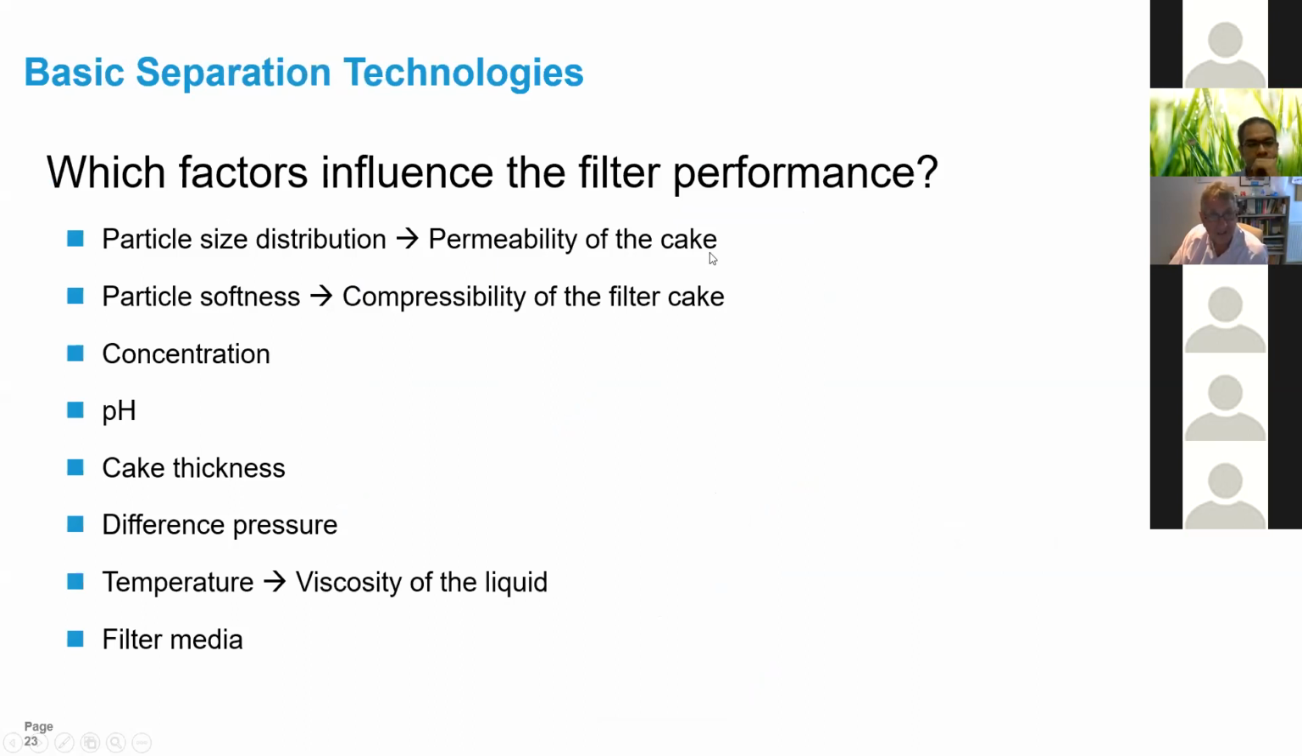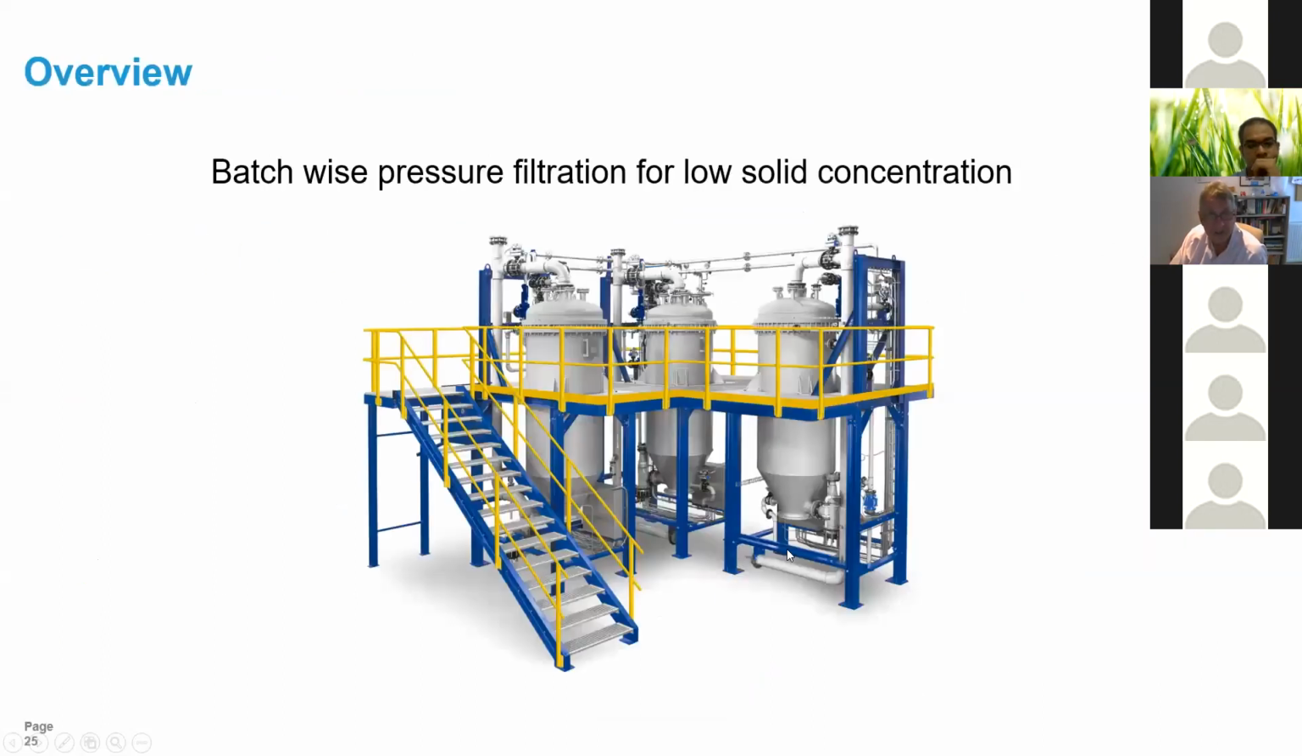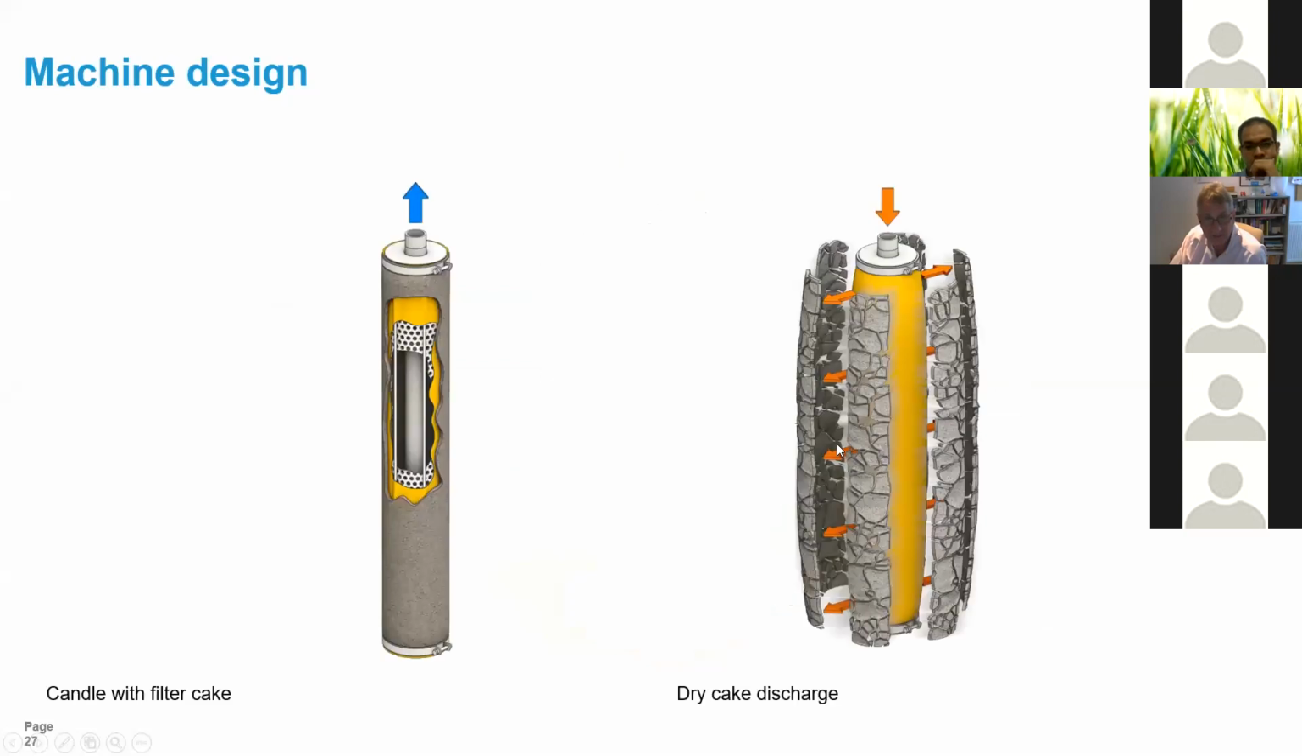So again, here are the factors influencing filter performance. Particle size distribution I've mentioned, particle softness, concentration, pH plays a role, the thickness of the cake, etc. So here's a candle filter. What does a candle filter look like? Well, the filter elements are vertical, and here's the filtrate outlet. If we have a closer look at an individual candle, you can see how you can run this back pressure to discharge the catalyst cake, and it's all these days fully automated.